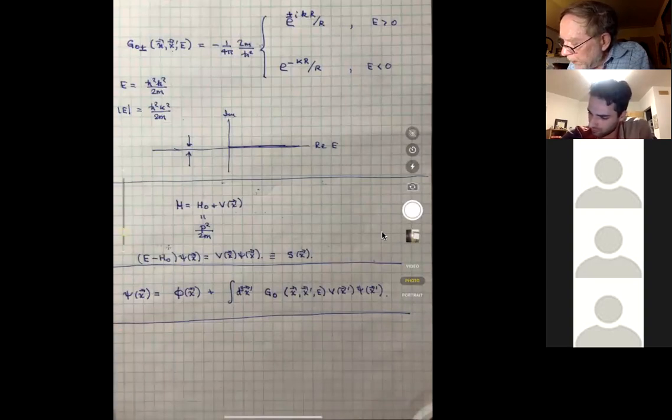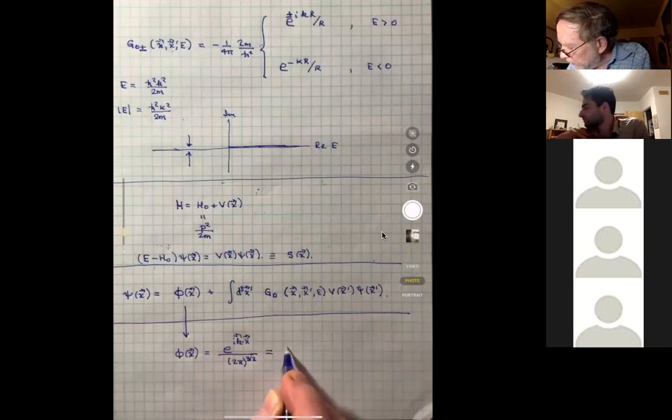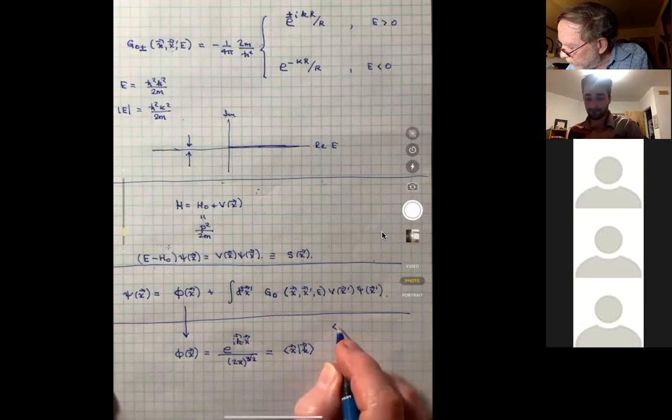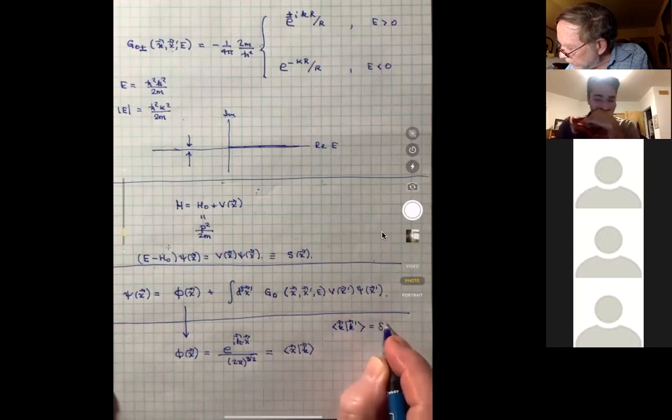Now, we're going to be interested in problems in which we have an incident plane wave. That's part of our boundary conditions. So I'm going to assume that this free particle solution phi of x is a plane wave solution. I'll write it as e to the i k dot x divided by a normalization, I'll take to be 2 pi to the 3 halves. And I'll write this also in ket language as the scalar product of x with k vector, like so. And the reason for the 2 pi to the 3 halves normalization is to make the scalar product of two of these wave functions, k with k prime, equal to a Dirac delta function of k minus k prime. Three-dimensional Dirac delta function.